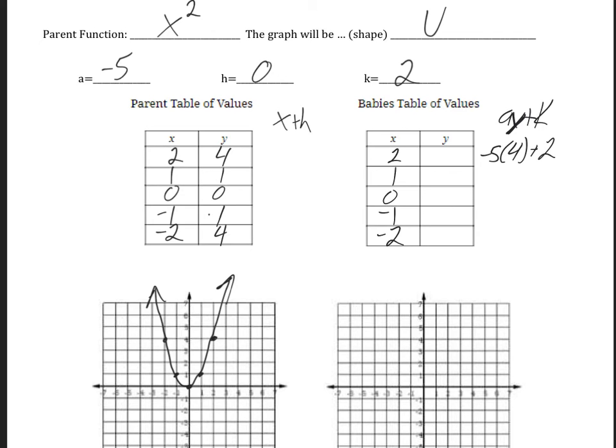Okay, so for your y's, what are you getting for all of them? We should have gotten -18, -3, 2, -3, -18. So one more time, double checking this. So -5 times 1 plus 2, so that's -3. -5 times 0 plus 2 is +2. -5 times 1 plus 2 is -3. -5 times 4 plus 2 is -18.